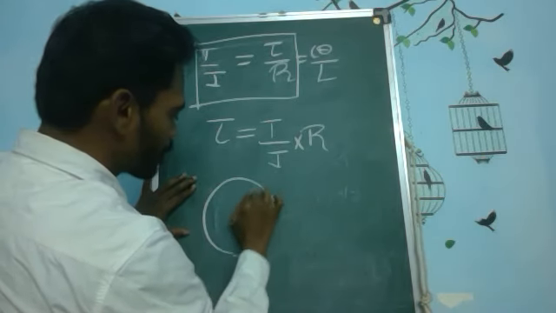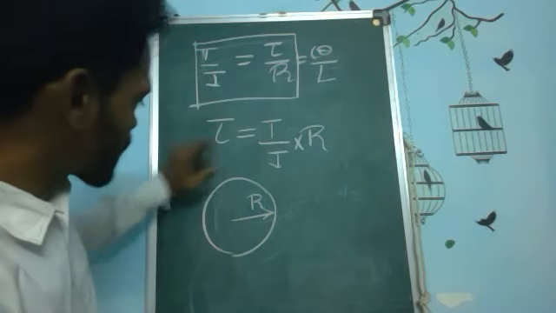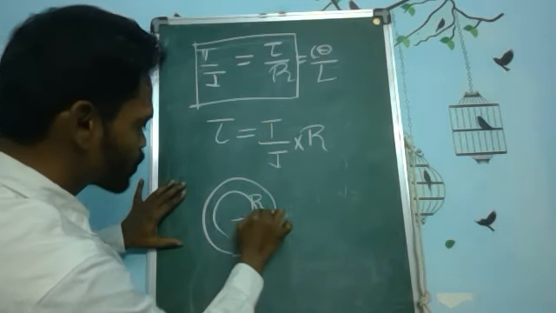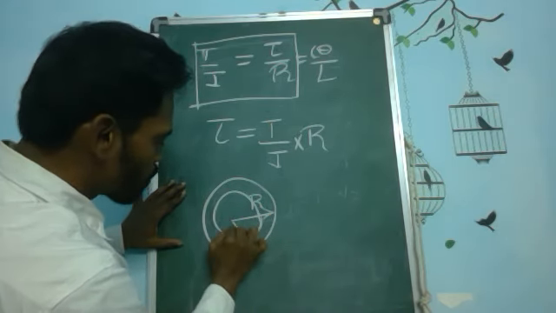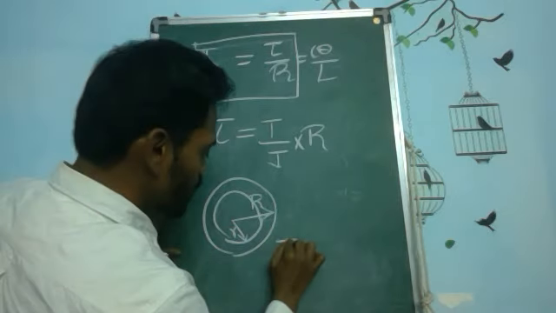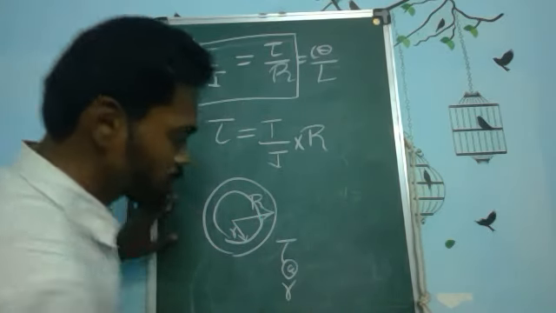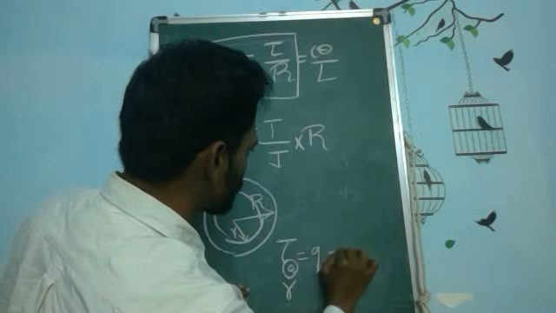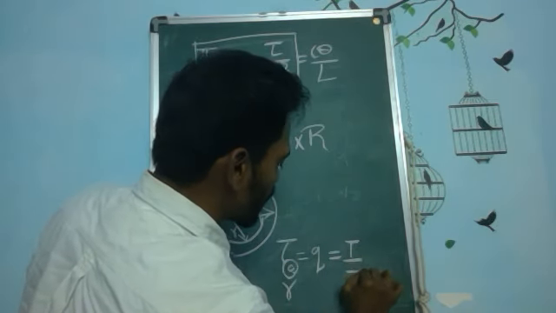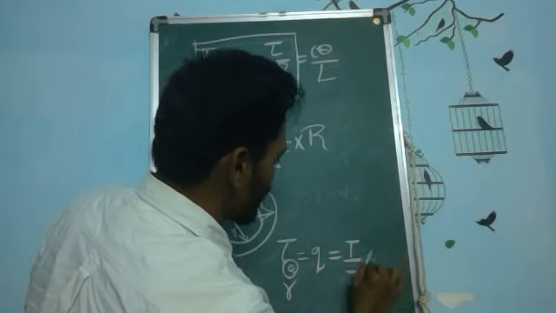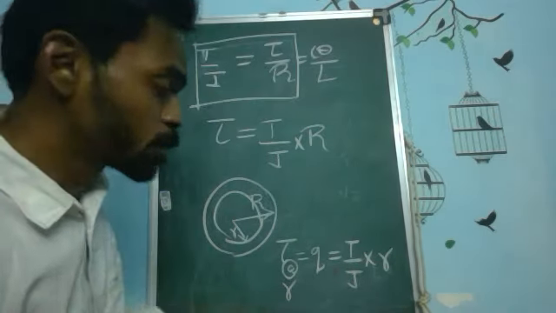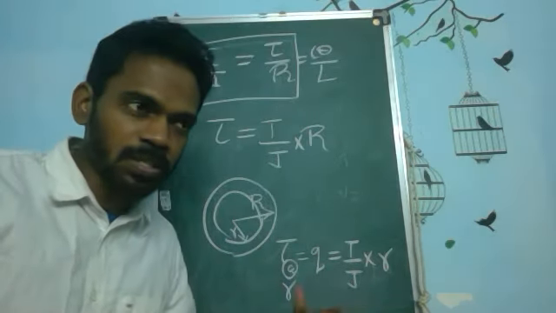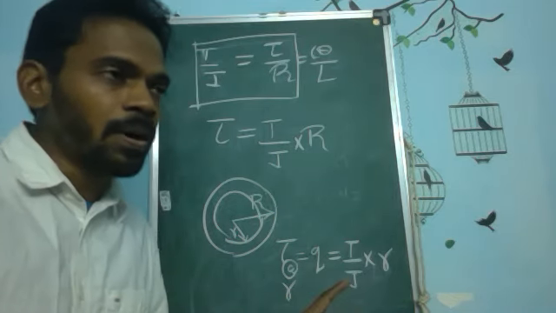radius capital R. Now what happens to this expression if you try to define the value of the shear stress at a smaller radius, maybe you can call this small r, which means that we have decreased the value of the radius? Then the shear stress is equal to T by J into r, which means that the shear stress is proportional to the radius.